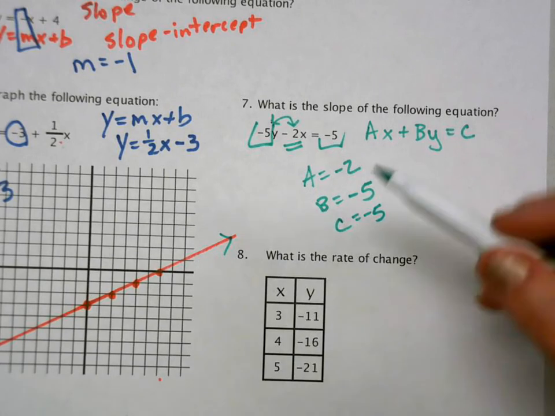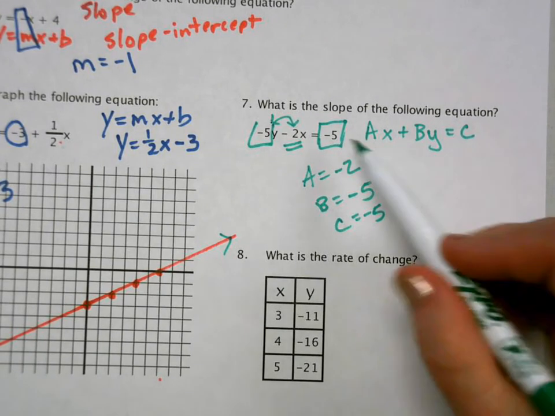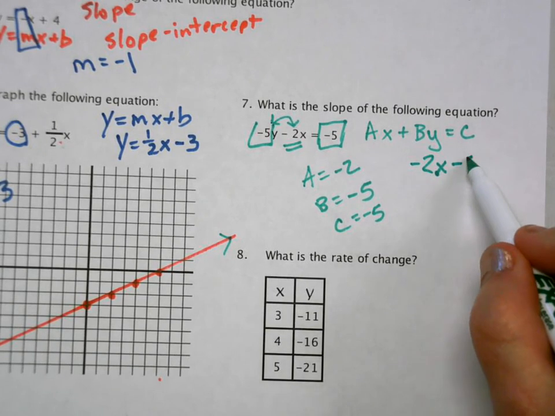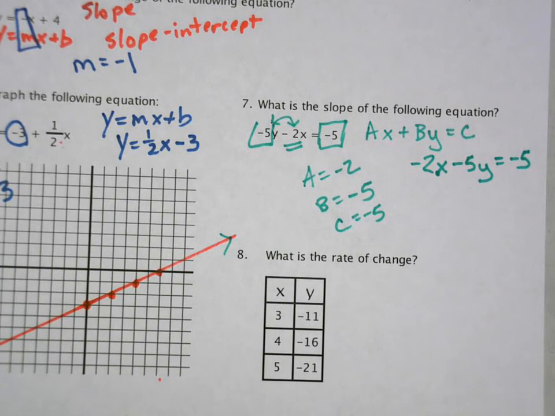Hold on, I have to rewrite the whole thing. Can you rewrite the whole thing for me? Okay, to rearrange it, we would have -2x minus 5y equals -5.